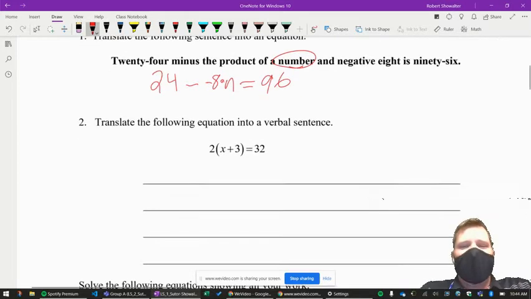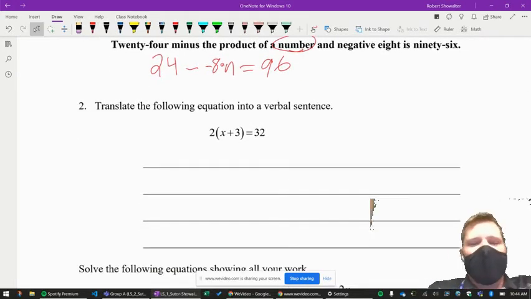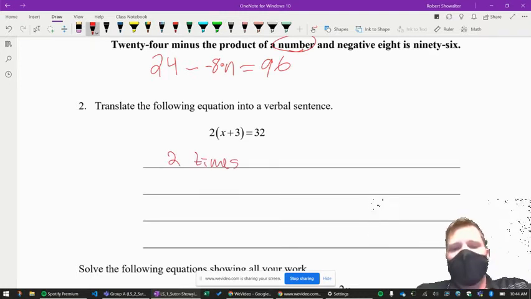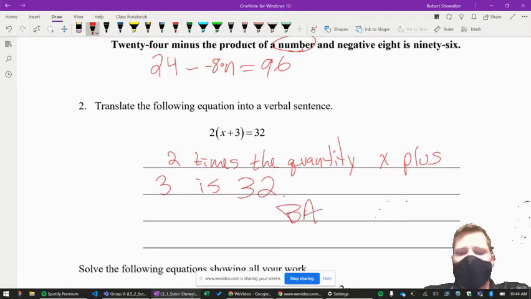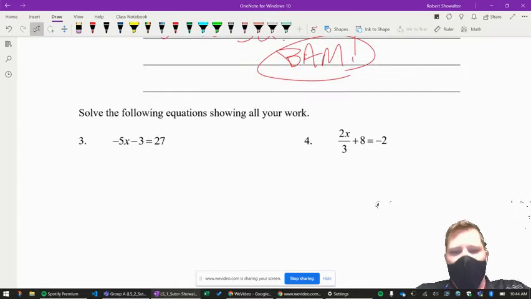Translate the following equation into a sentence. 2 times the quantity x plus 3 is 32. Bam. Next one. Solve the following equations showing all your work.